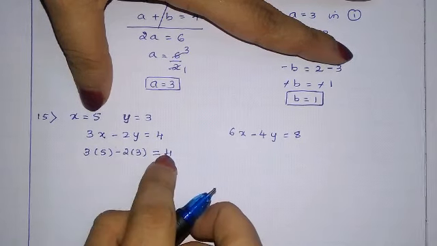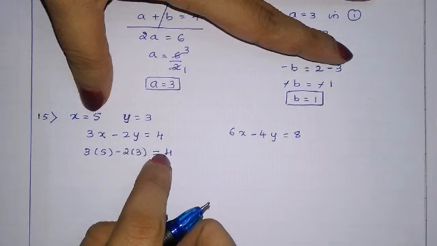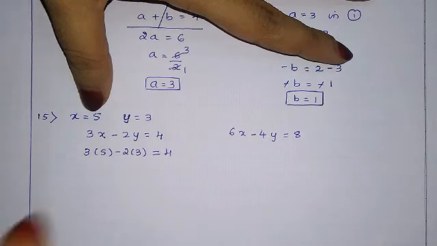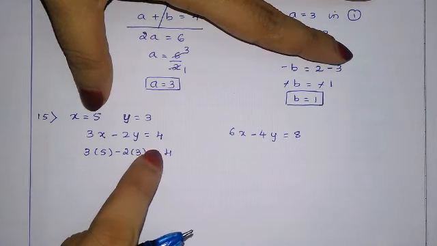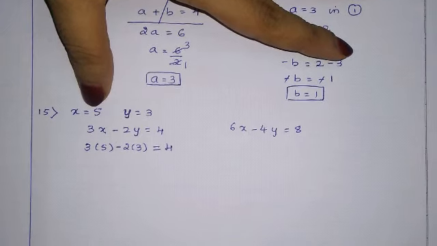Now this is LHS, this is RHS. If both are equal, then they are a solution. If we don't get equal answers, then we can say it is not a solution. But here they have told us to prove it is not a solution.